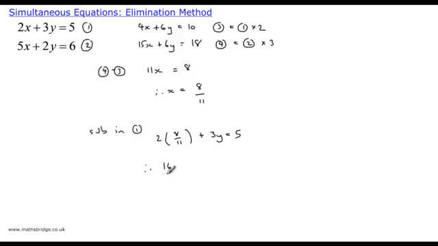Multiplying out the bracket and giving everything a common denominator of 11. You could of course just multiply through by 11 here. Now since the denominator is the same, the numerators must be the same. And so we have 33y equals 39. And dividing through by 33 gives a value of y as 39 over 33, which of course can be simplified.